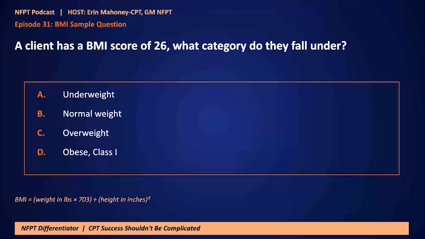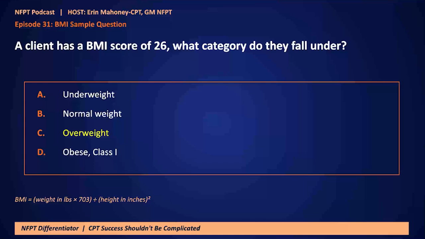Now remember, BMI is a calculation. It's their weight in pounds times 703 divided by their height in inches squared. So that's a lot. You're not going to have to be calculating that for exam day, but you will want to know what is considered normal weight, overweight, and obese. And in this instance, a client with a BMI score of 26 is going to fall into that overweight category, just barely, but still they are falling into that overweight category.